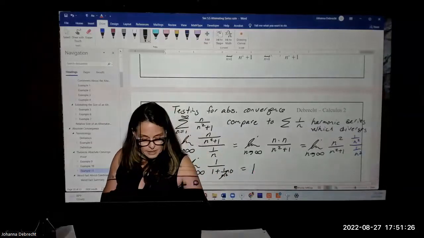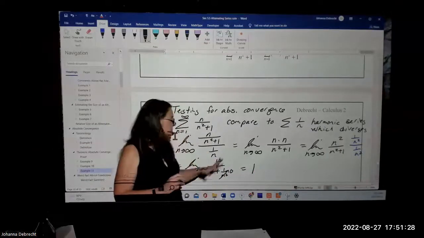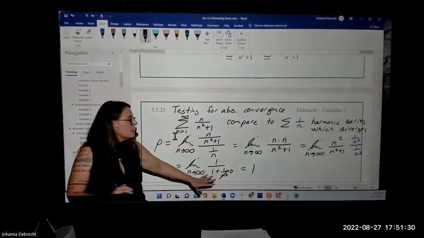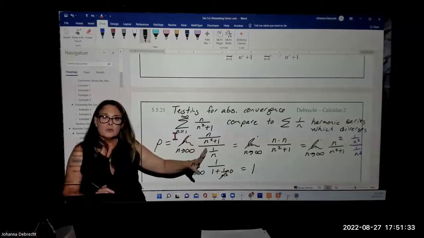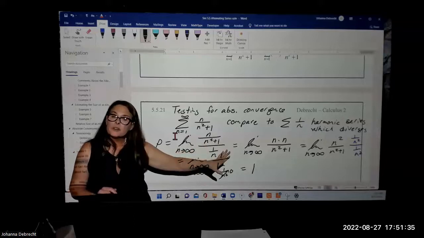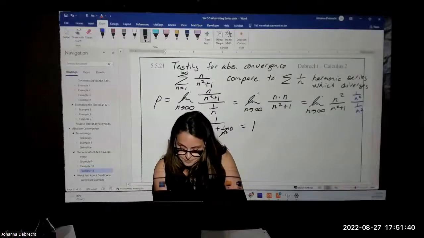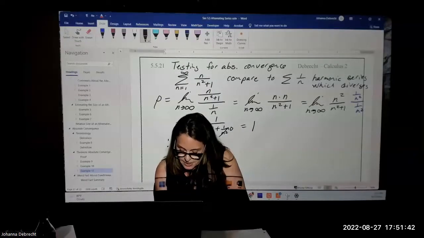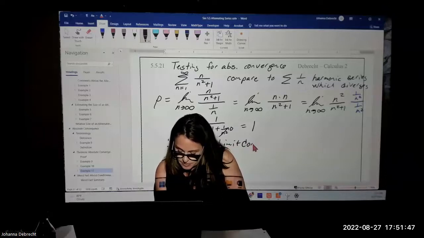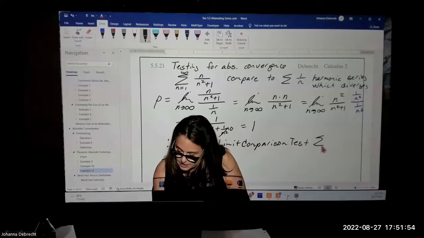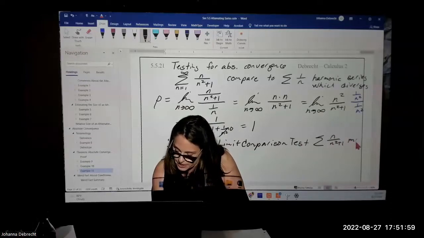Rho is 1. So by the limit comparison test, it's a positive real value. So the unknown series does what the known series does. And the known series is the harmonic series. Therefore, by the limit comparison test, I know that the series n over n squared plus 1 must also diverge.